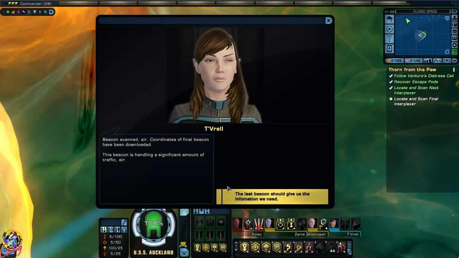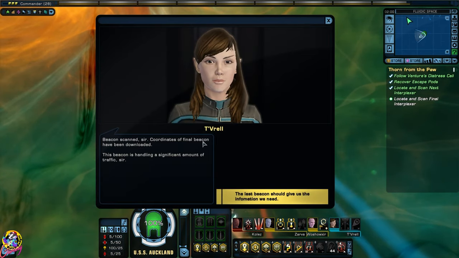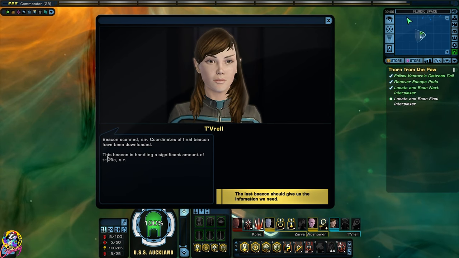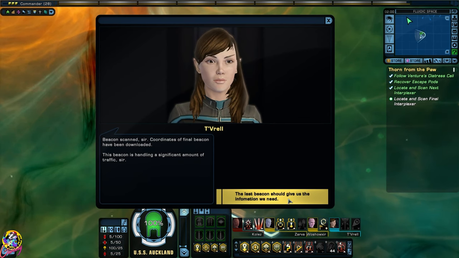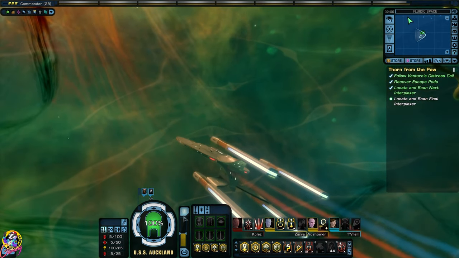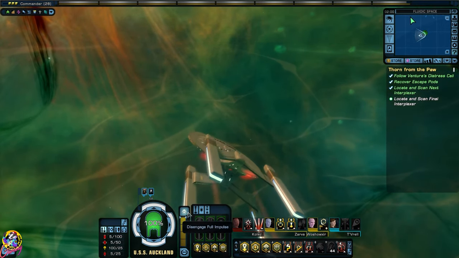Ooh, don't crash! Beacon scanned. Coordinates of final beacon have been downloaded. This beacon is handling a significant amount of traffic, sir. The last beacon should give us the information we need. Okay. One more beacon to go.